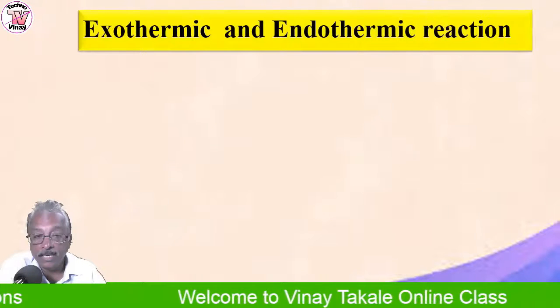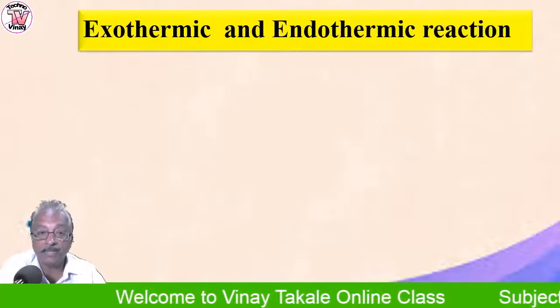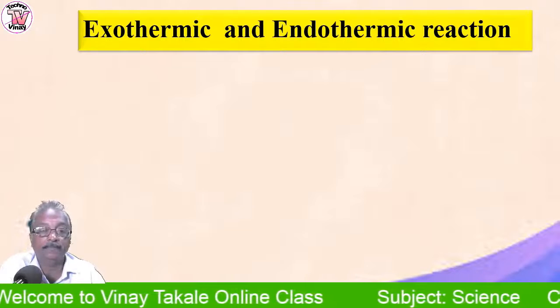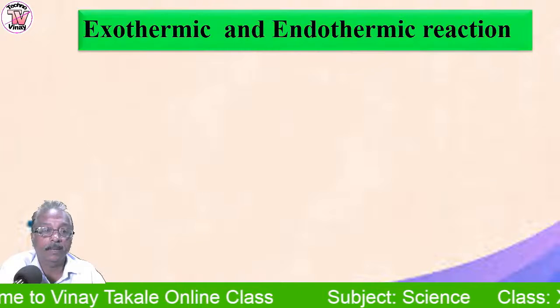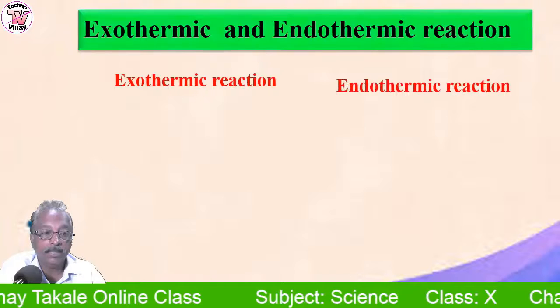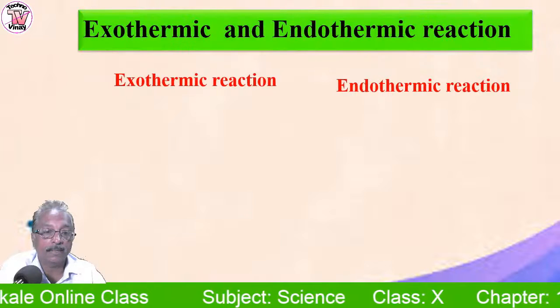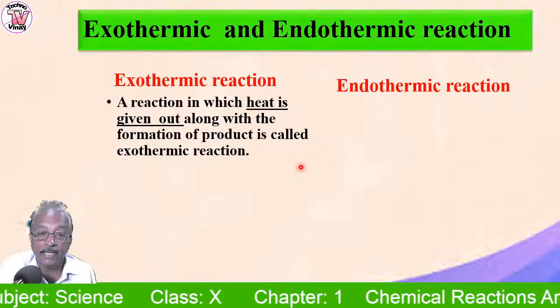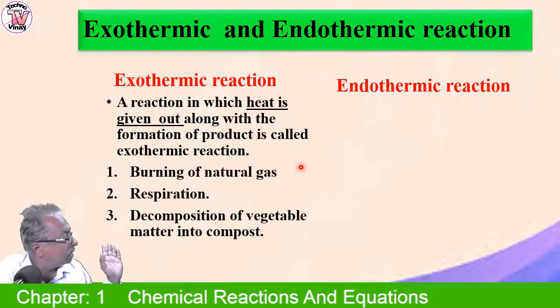So now let us see one more type of reaction and its difference: the exothermic reaction, and the second type is the endothermic reaction. So what is an exothermic reaction? A reaction in which heat is given out along with the formation of product is called an exothermic reaction. Examples: burning of natural gas, respiration, decomposition of vegetable matter into compost.